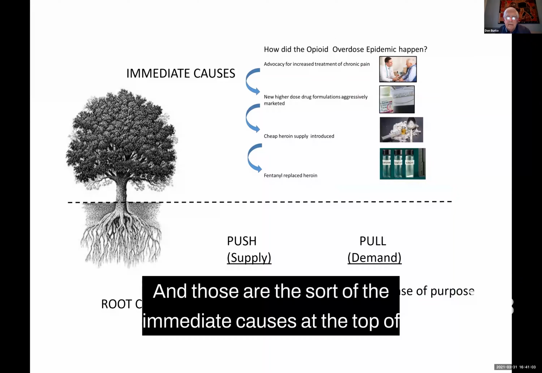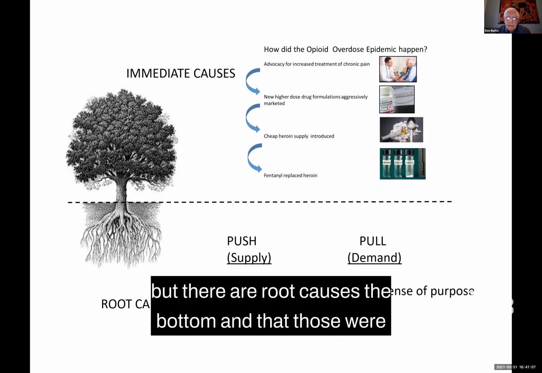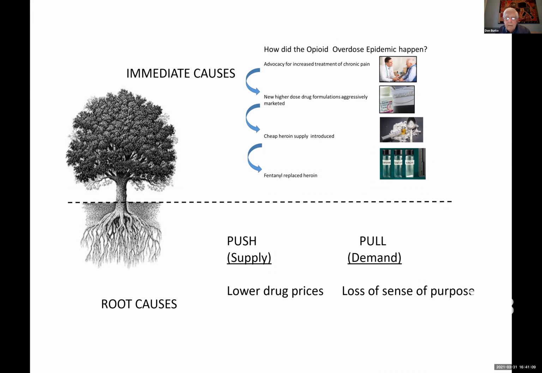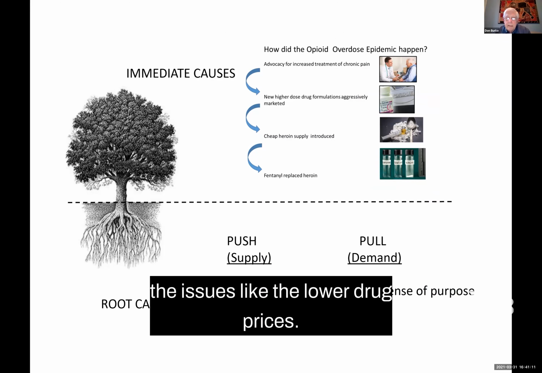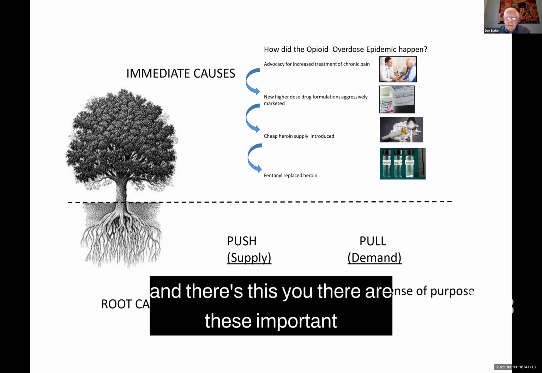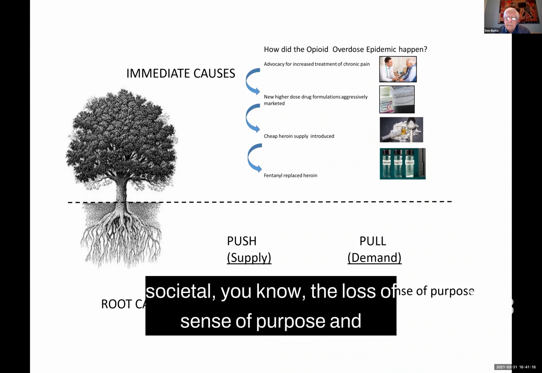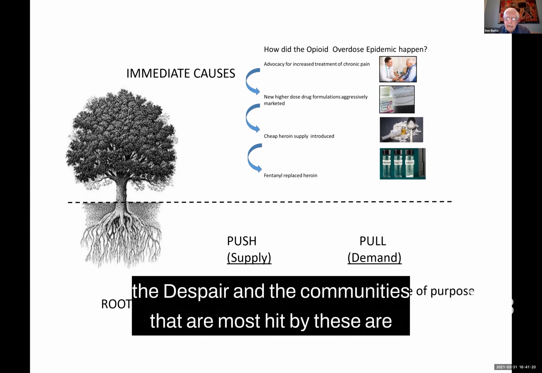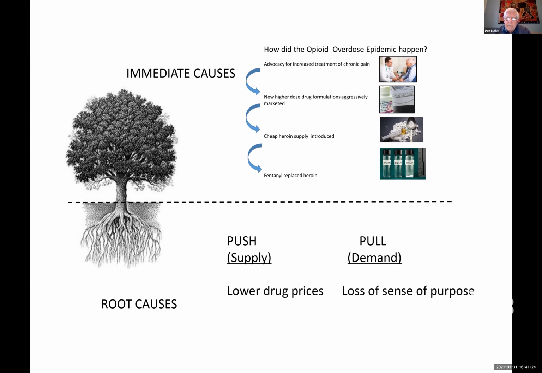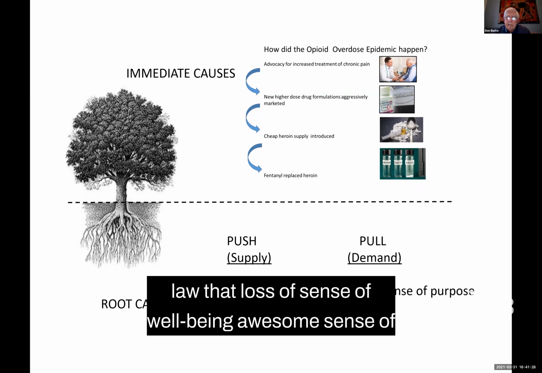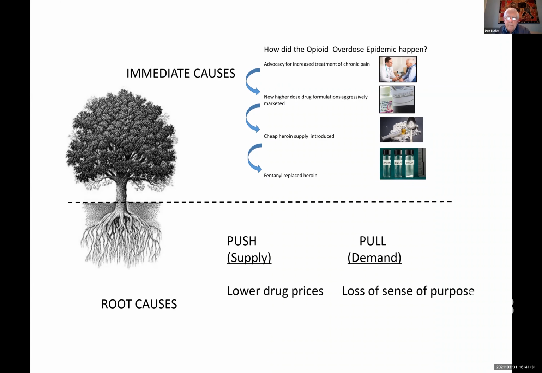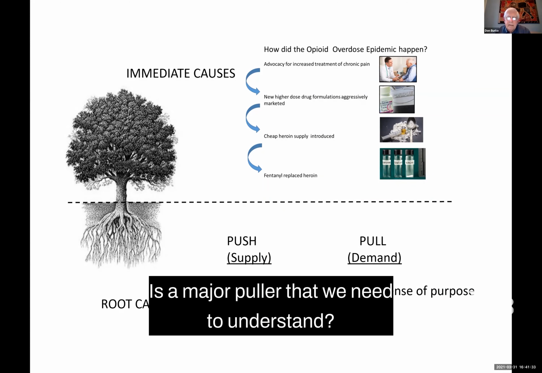Those are the immediate causes at the top of the tree, but there are root causes at the bottom, and those were issues like lower drug prices, and these important societal factors: the loss of sense of purpose and the despair in the communities that are most hit by these. The loss of sense of well-being and loss of sense of purpose is a major pull that we need to understand.